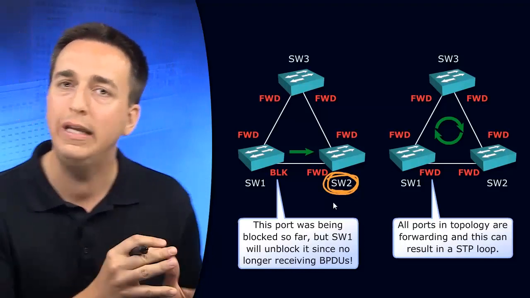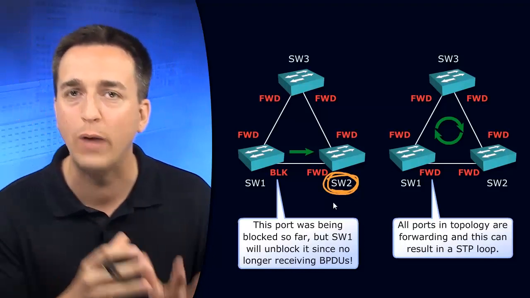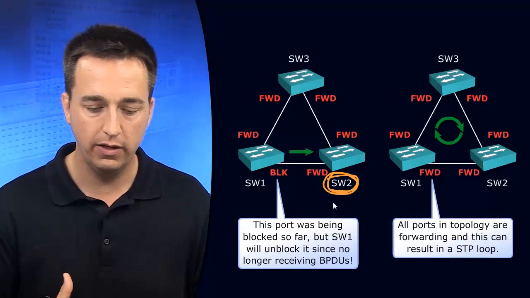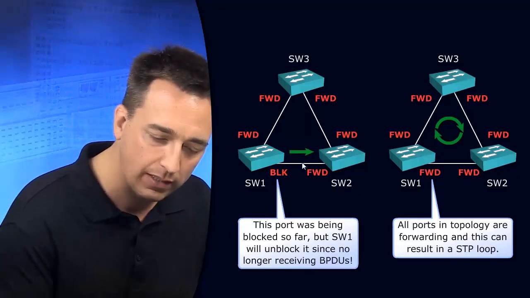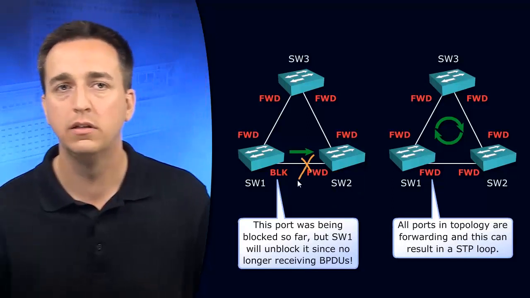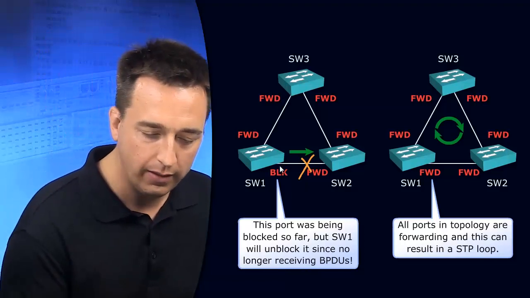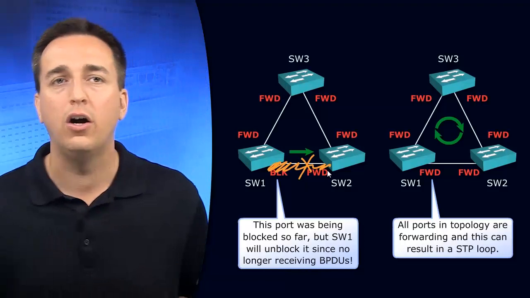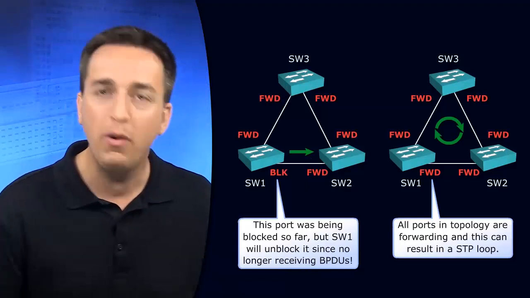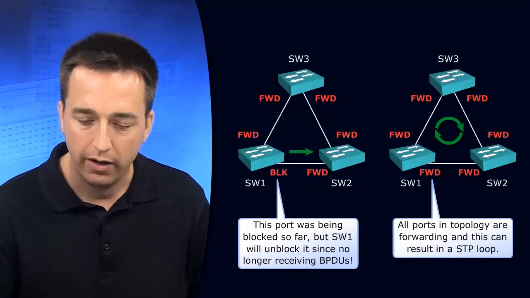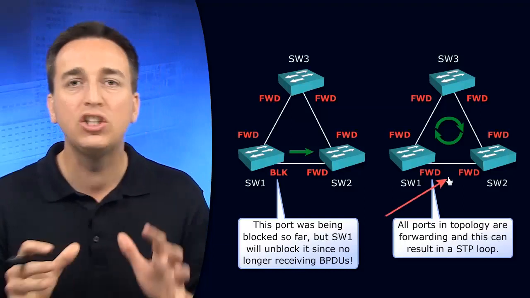So what might cause switch 2 to stop sending BPDUs and create a unidirectional link in this case? You know, what if this cable gets completely cut? Well, if it's a copper cable, no big deal, because all of a sudden it doesn't exist at all, so we don't have a loop. But what if the cable is still there, as we see on this side? It still exists.